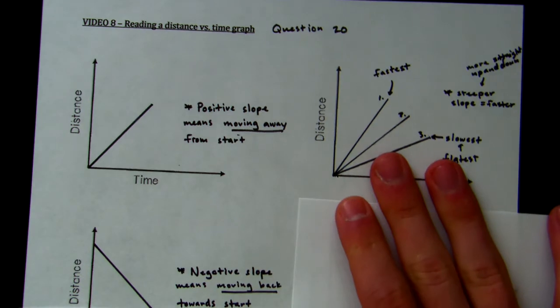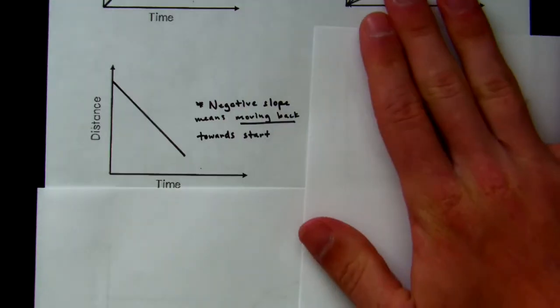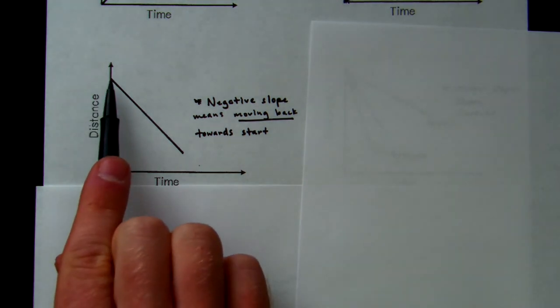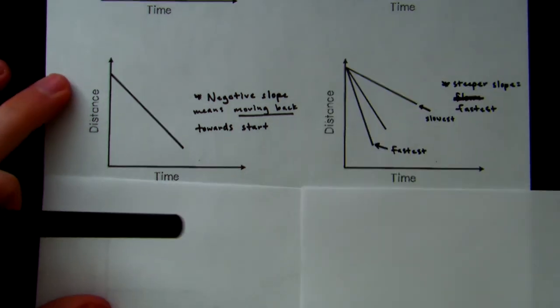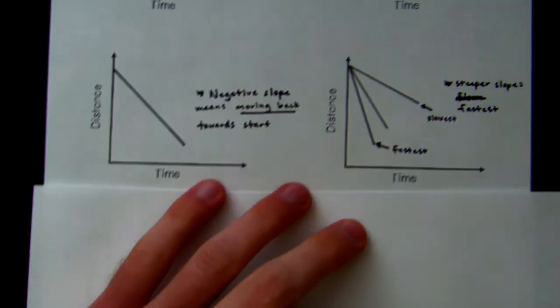Now, if we take a look at a negative slope, that means we're moving back towards the start. Maybe I started at my friend Parker's house, and I'm going back towards my house. So negative slope means we're moving back to our starting point, which is, again, usually like our house or something like that. Same thing applies.